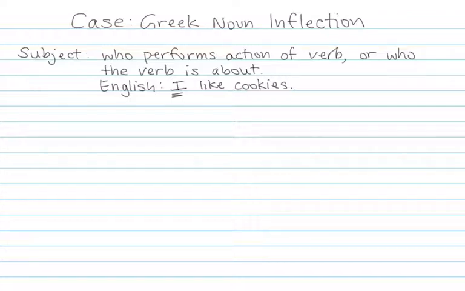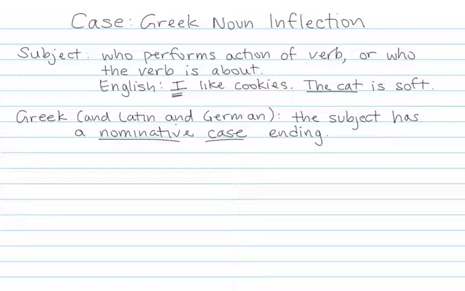I is the subject. It does the action of the verb. Another example, the cat is soft. The cat is the subject. It's who the verb is about. In Greek, and also Latin and German and a number of other languages, the subject can be anywhere in the sentence, but it must have the nominative case ending. So subjects are expressed with the nominative case.